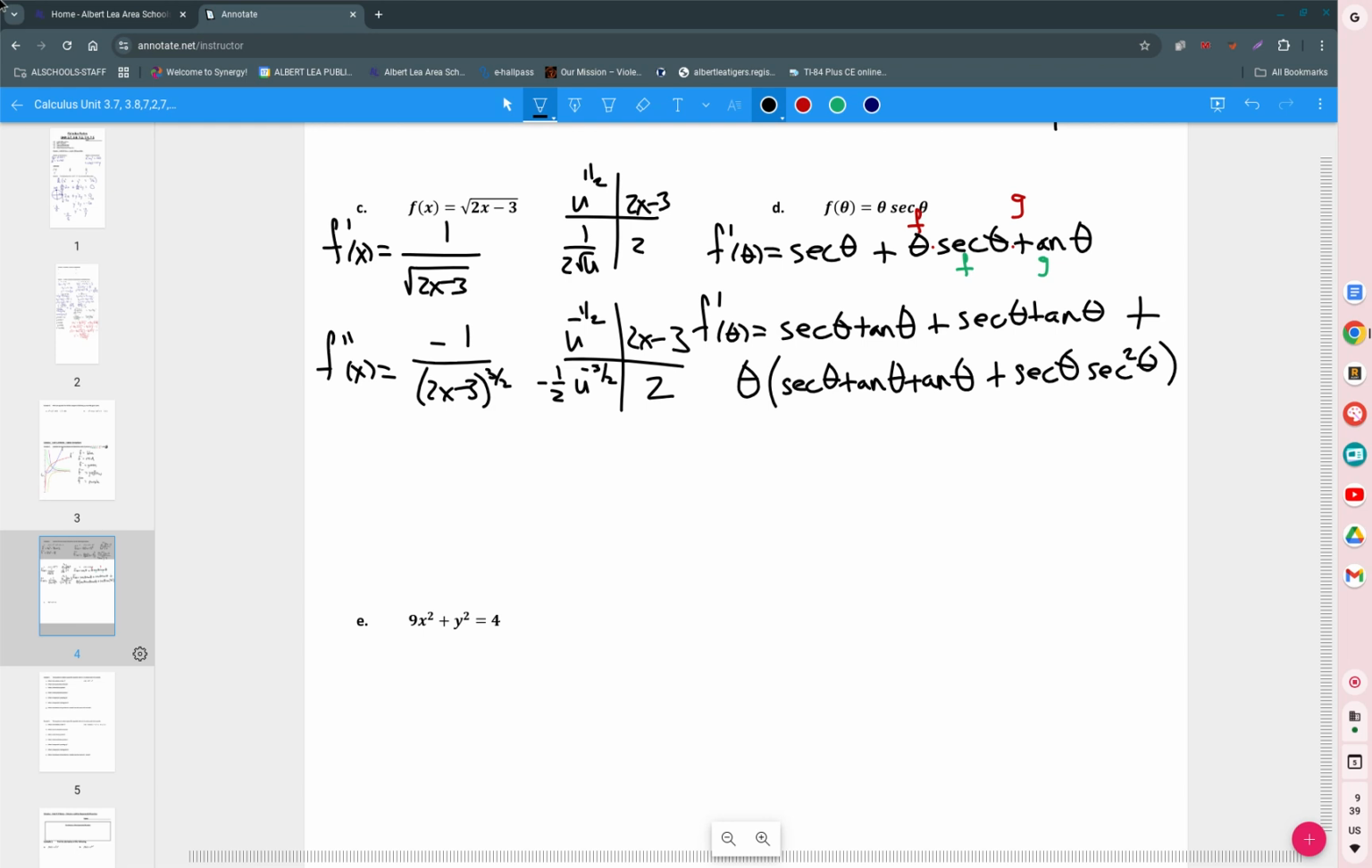It's okay. I'm gonna try to clean it up. I would accept that as an answer on the test. I'd like to clean this up. I've got 2 secant of theta, tangent of theta. Everybody agreed? Yeah. And then I've got plus theta times secant of theta times tangent squared of theta. And then plus theta secant cubed of theta.